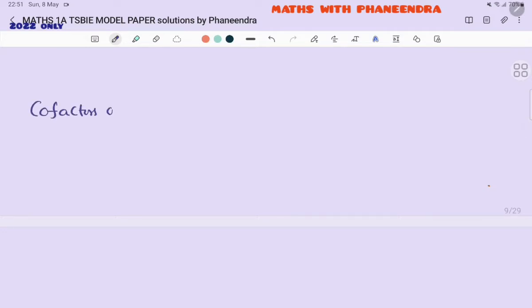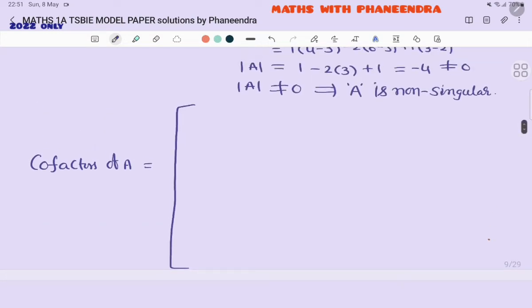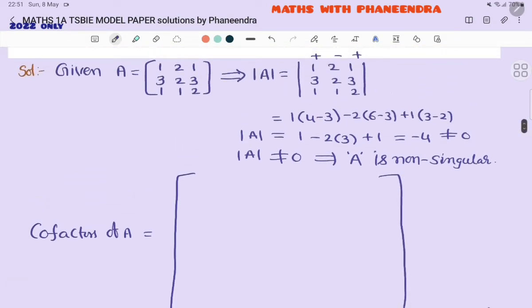Cofactors of A, like this big matrix I am taking. In this, for the first element 1, the cofactor is plus determinant of 2, 3, 1, 2. For the second element, minus determinant, the cofactor is 3, 3, 1, 2. Next, plus determinant of 3, 2, 1, 1.